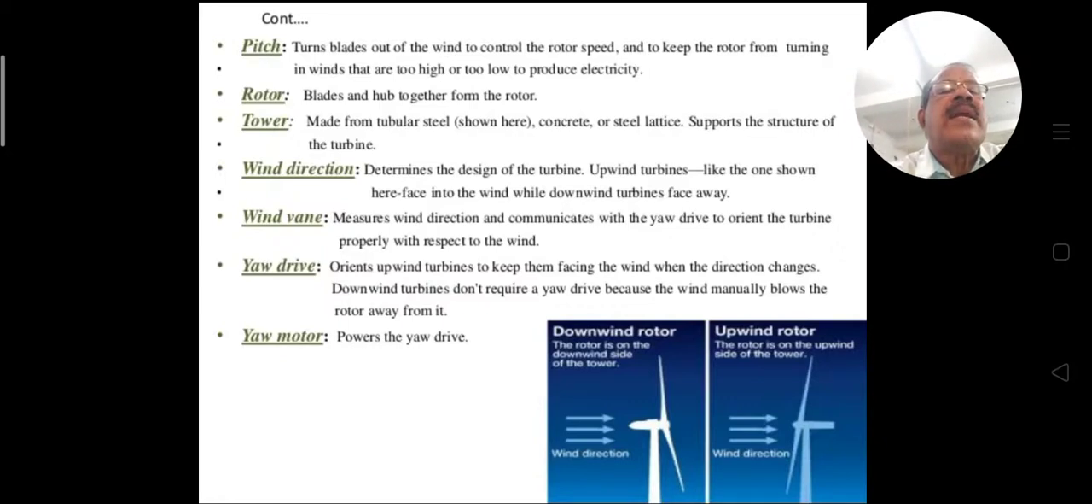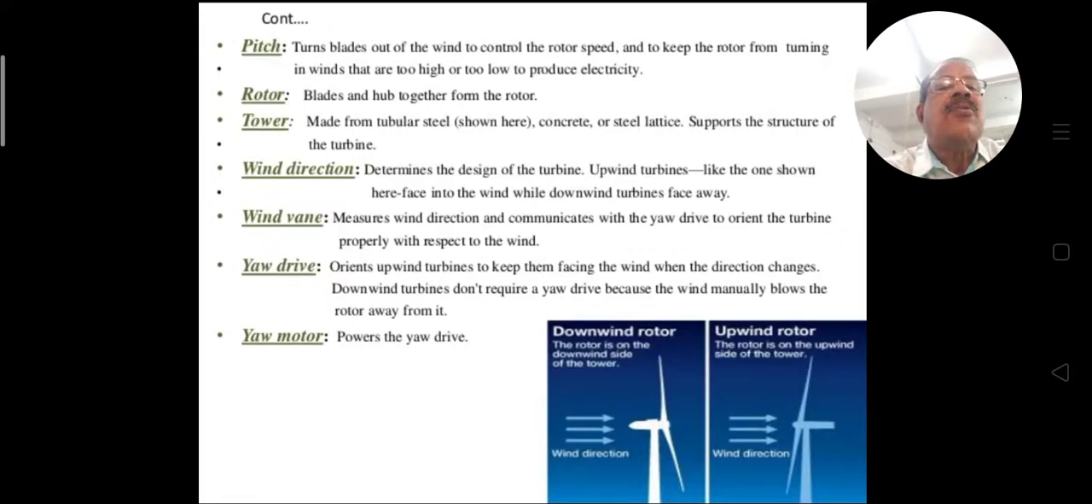There are different directions of the wind. Due to the wind direction, these turbines are also arranged in different directions. A wind vane measures the wind direction and communicates with the yaw drive to orient the turbine properly with respect to the wind. This wind vane is used to measure the wind direction.